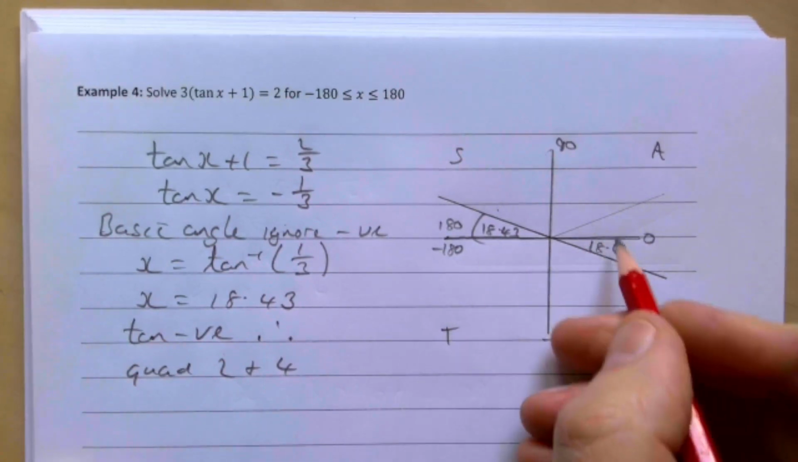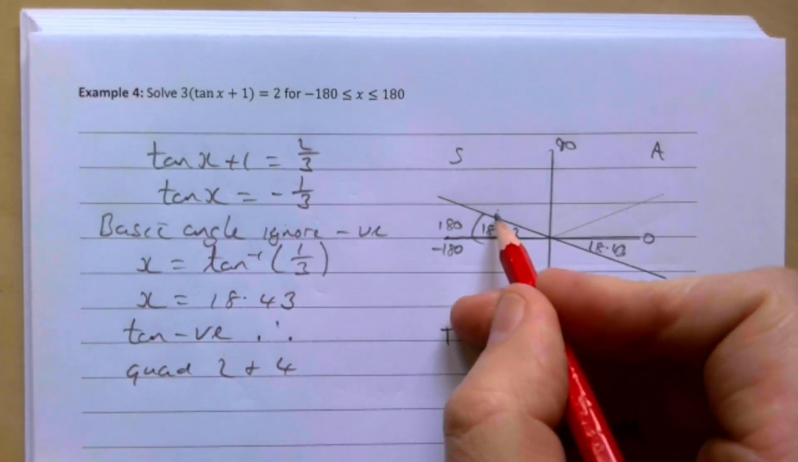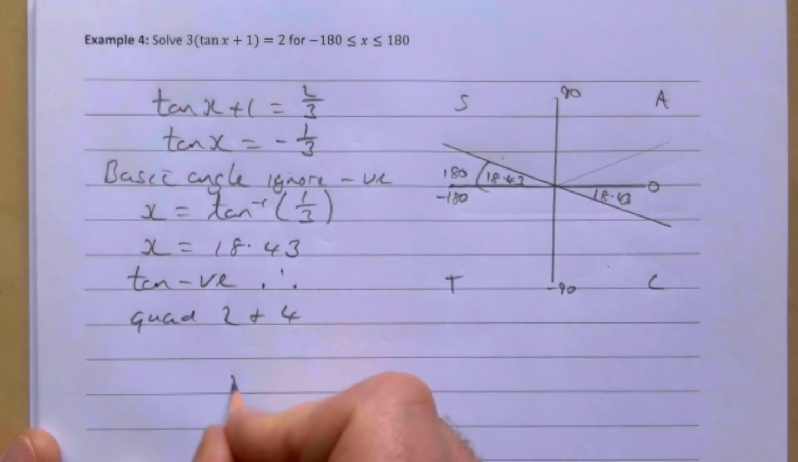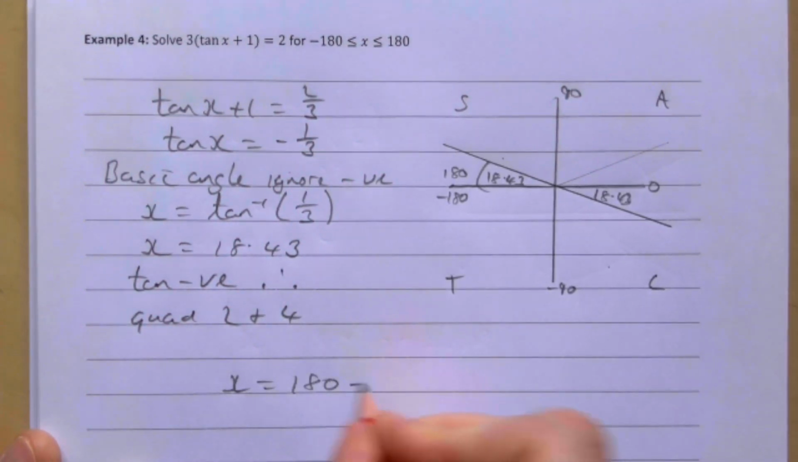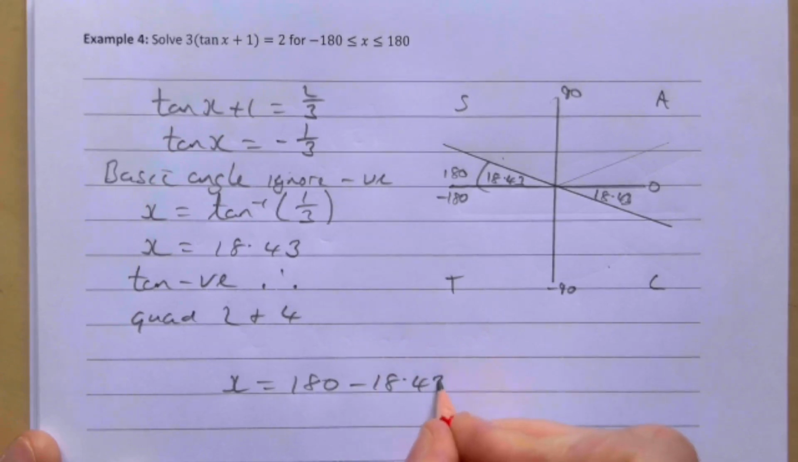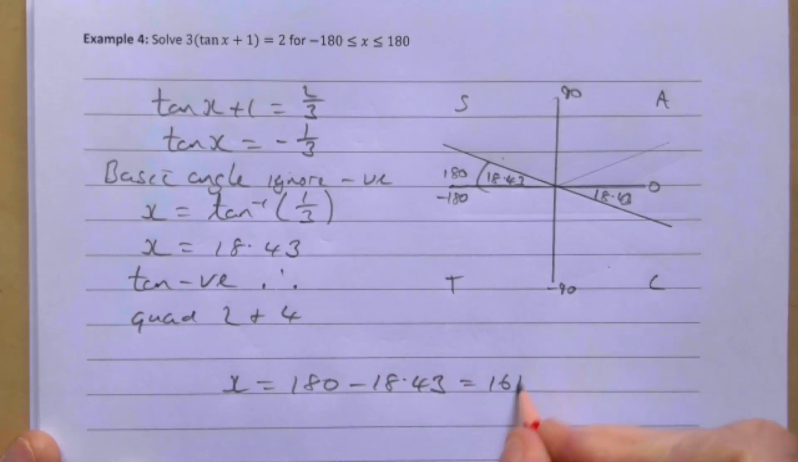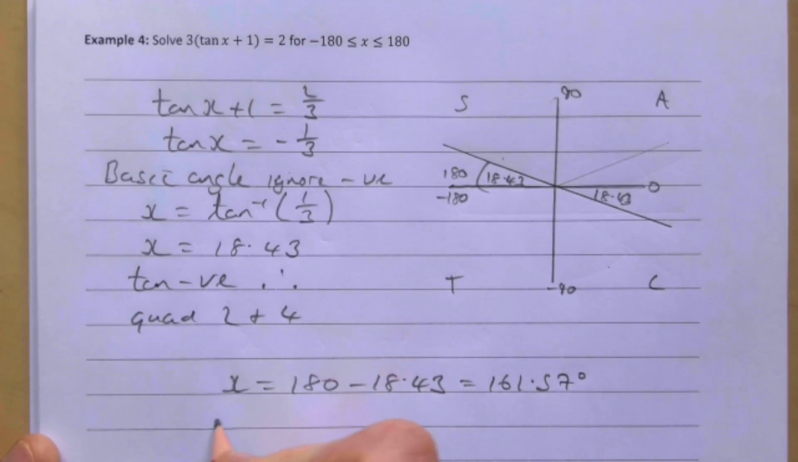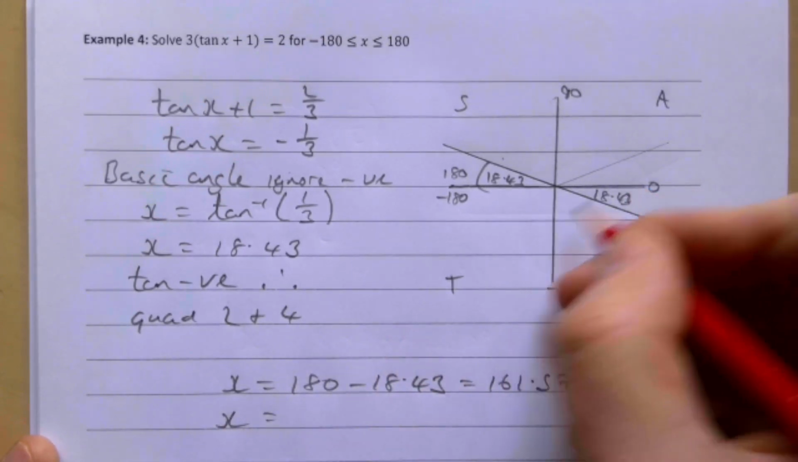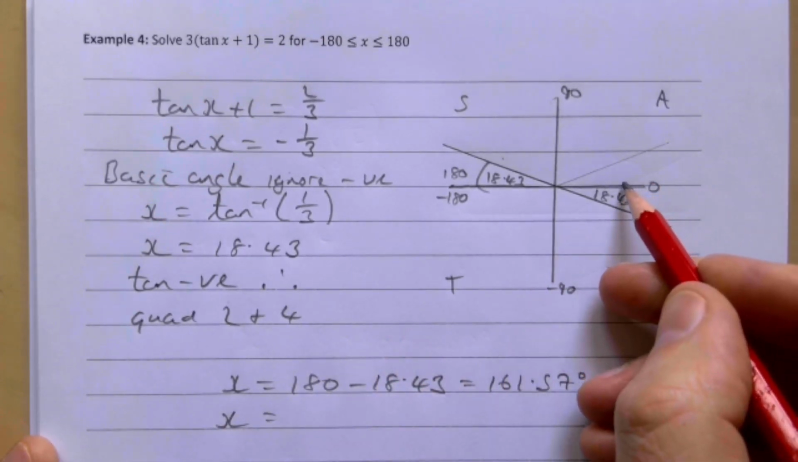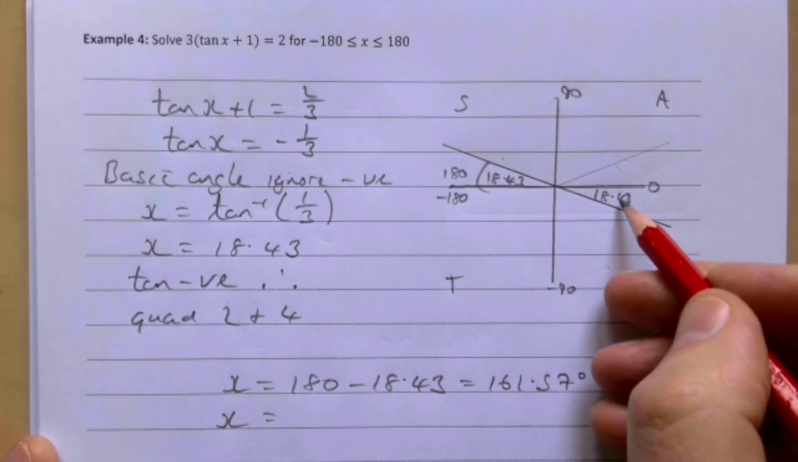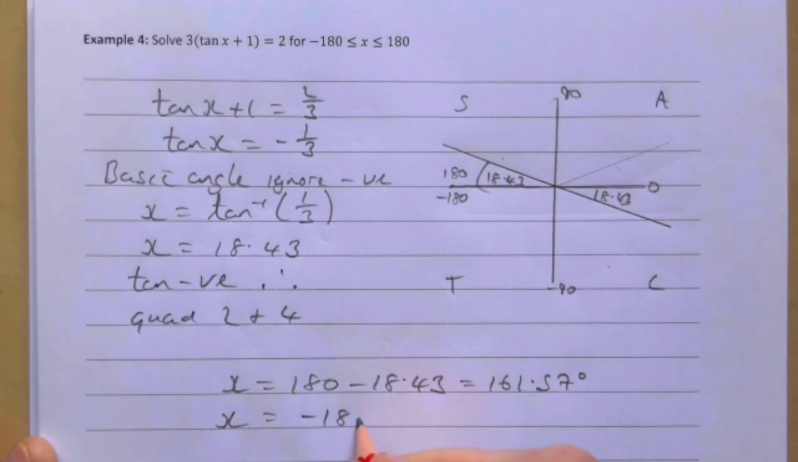So measuring this one here, it's going to be 180 take away 18.43, which gives me 161.57 degrees. Or my other one, I just measure around this way. Remember now, if it was between 0 and 360, I would measure all the way around to here. But I want this one here, so it's going to be minus 18.43 degrees. So those are my two answers there, 161.57 degrees and minus 18.43 degrees.